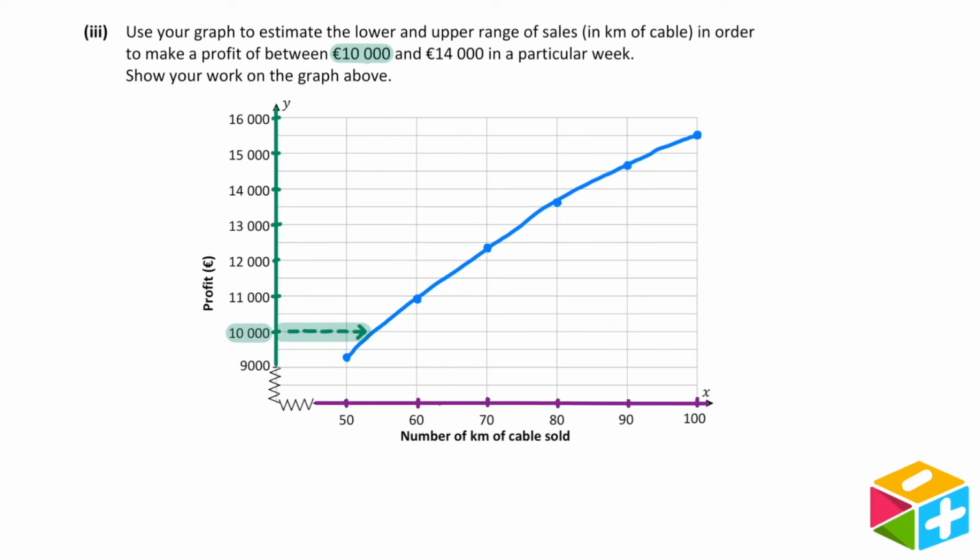To do this, we begin by drawing a horizontal line out from 10,000. When we meet our blue curve, we drop a vertical line straight down. This line hits the x-axis at a value of around 55. The interpretation of this is that we obtain a profit of €10,000 when the number of kilometers of cable sold is approximately 55.